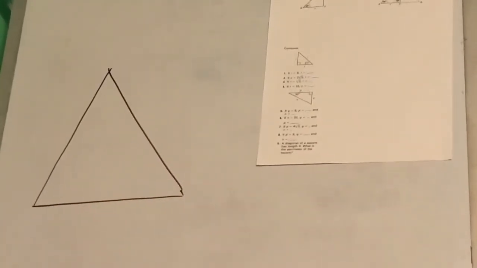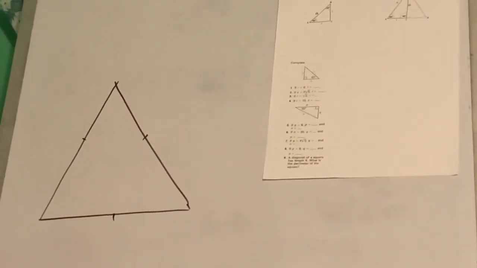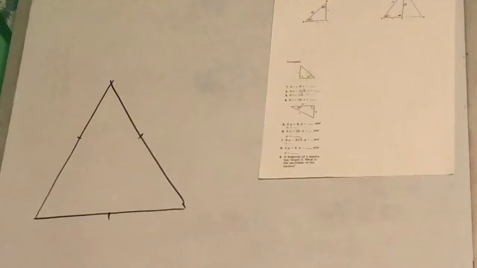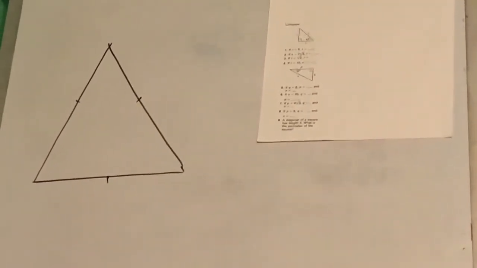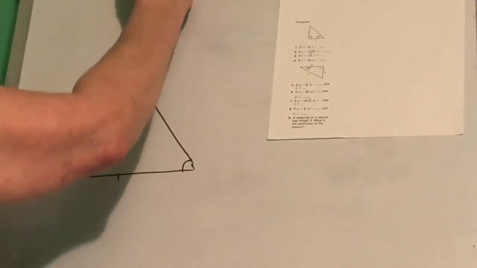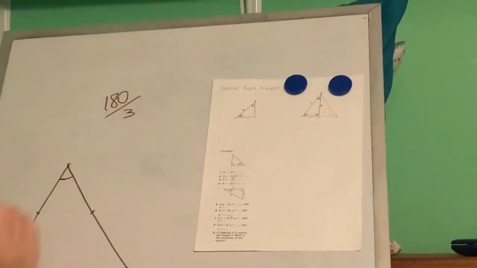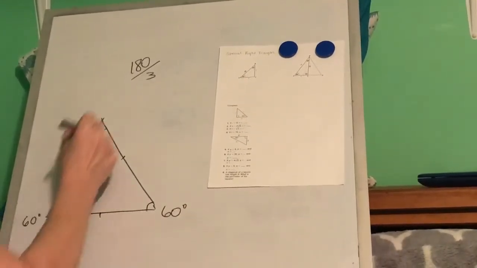Now, the second special triangle comes from an equilateral triangle. I can't remember, that may be a new term to us. Equilateral means that all 3 sides are congruent in our triangle. All 3 sides are congruent, but it's also equiangular, which means that all 3 angles are congruent as well. So if I have 180 degrees in my triangle divided by 3 angles, each angle has to be 60 degrees.